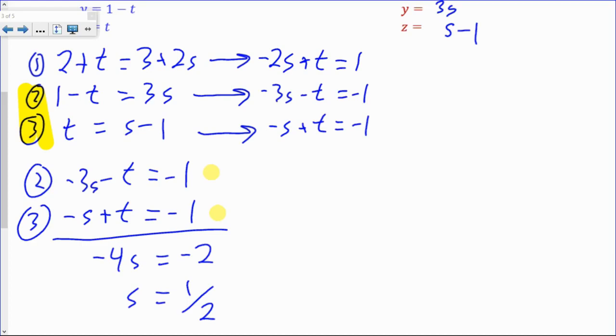So we got s is equal to 1/2. We're going to now sub that into either equation 2 or equation 3, probably equation 3, and we'll solve for t and see what we get.